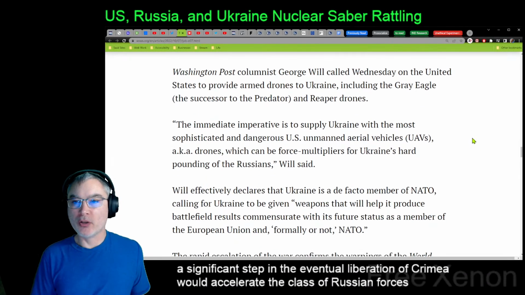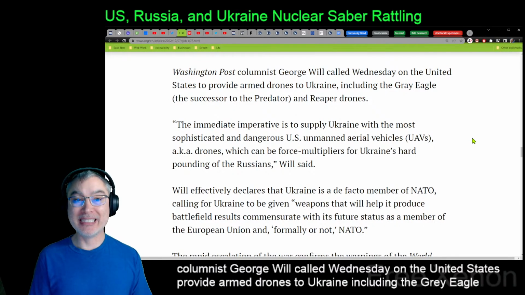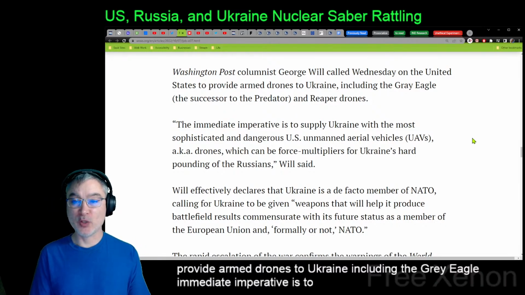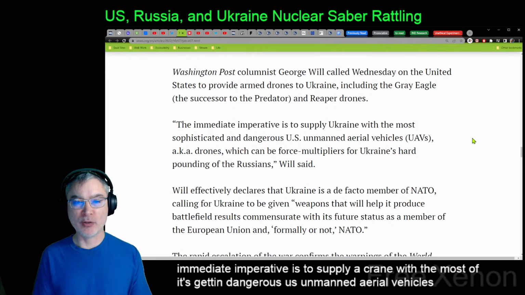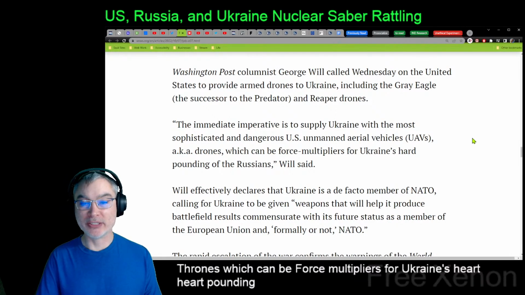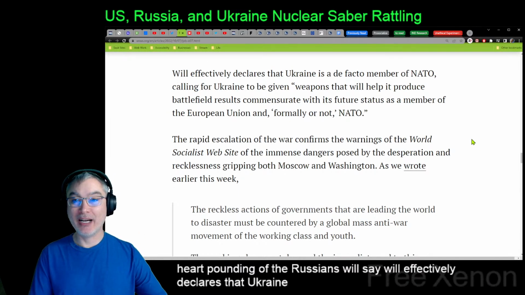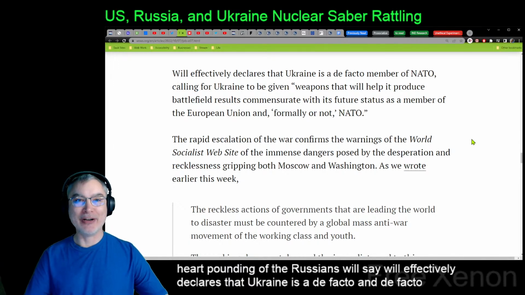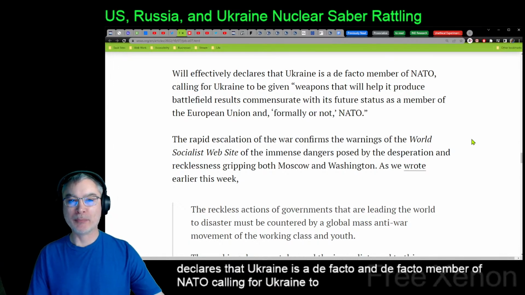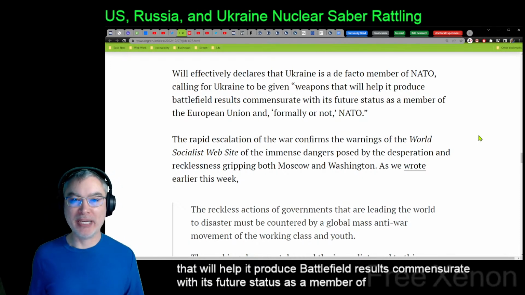Washington Post columnist George Will called Wednesday on the United States to provide armed drones to Ukraine, including the Gray Eagle, the successor to the Predator and Reaper drones. The immediate imperative is to supply Ukraine with the most sophisticated and dangerous U.S. unmanned aerial vehicles, UAVs, aka drones, which can be force multipliers for Ukraine's hard pounding of the Russians, Will said. Will effectively declares that Ukraine is a de facto member of NATO, calling for Ukraine to be given weapons that will help it produce battlefield results commensurate with its future status as a member of the European Union and formally or not NATO.